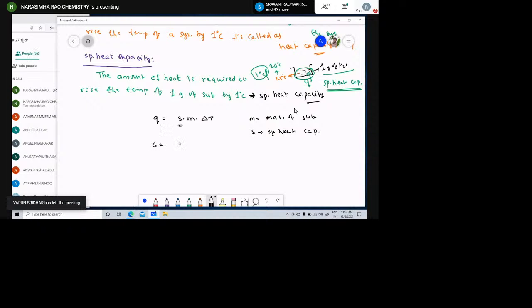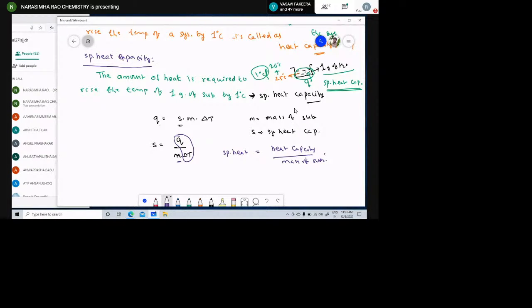S equals Q upon M into delta T. Simply, specific heat capacity is equal to heat capacity upon mass of substance, since this part is considered as heat capacity. It's clear now?